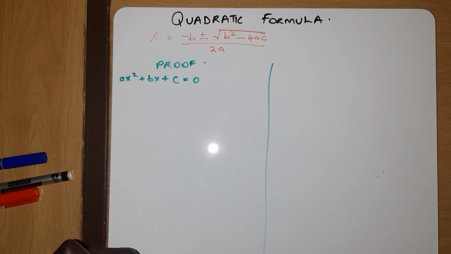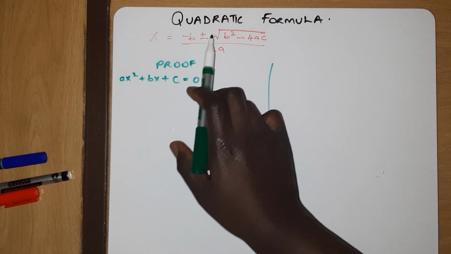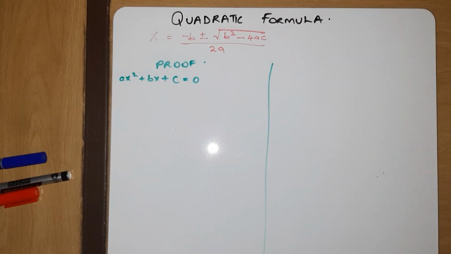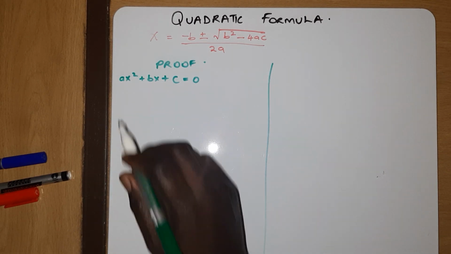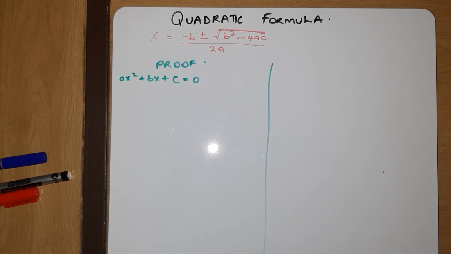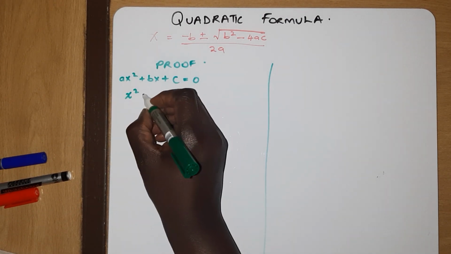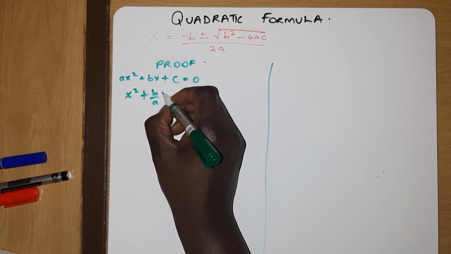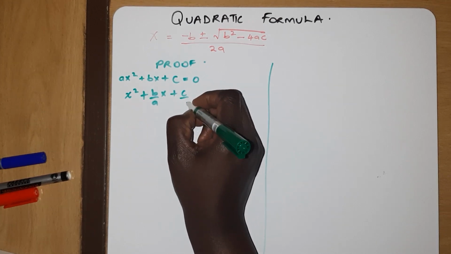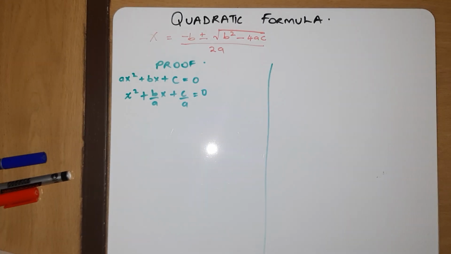So now we just want to prove how the quadratic formula is got. Let us use the standard form of the quadratic equation to get our quadratic formula. Okay, let's divide through by a. When we divide through by a, we have x squared plus b over a x plus c over a equals 0. That's step 1.